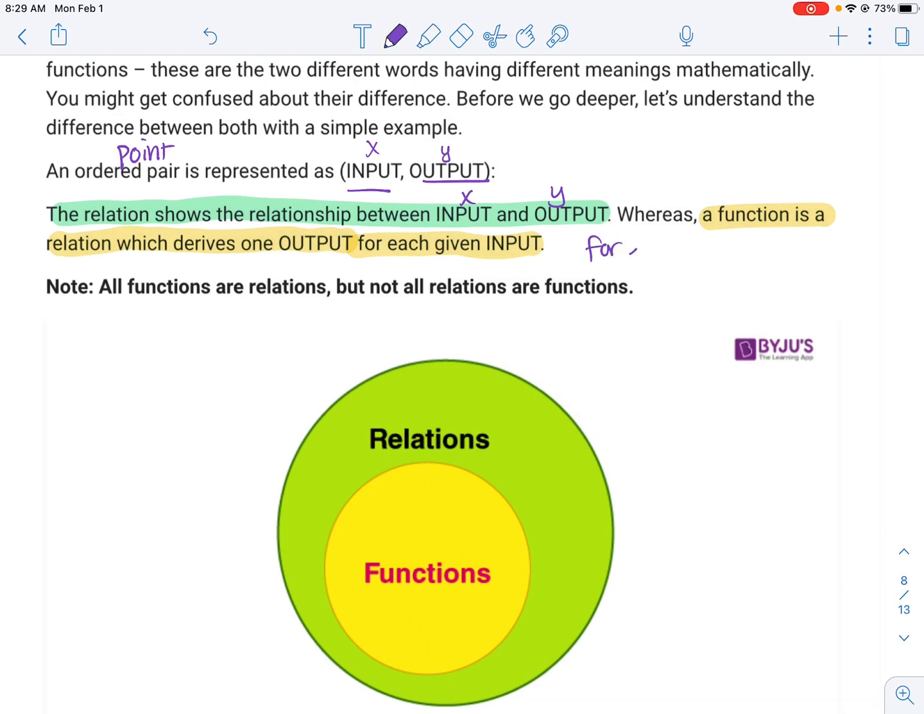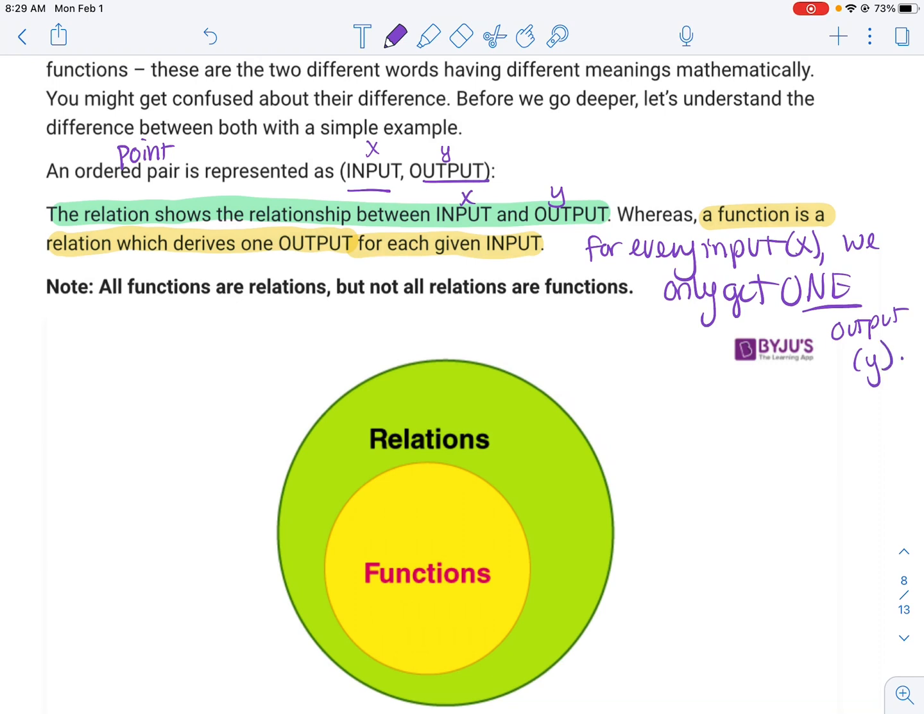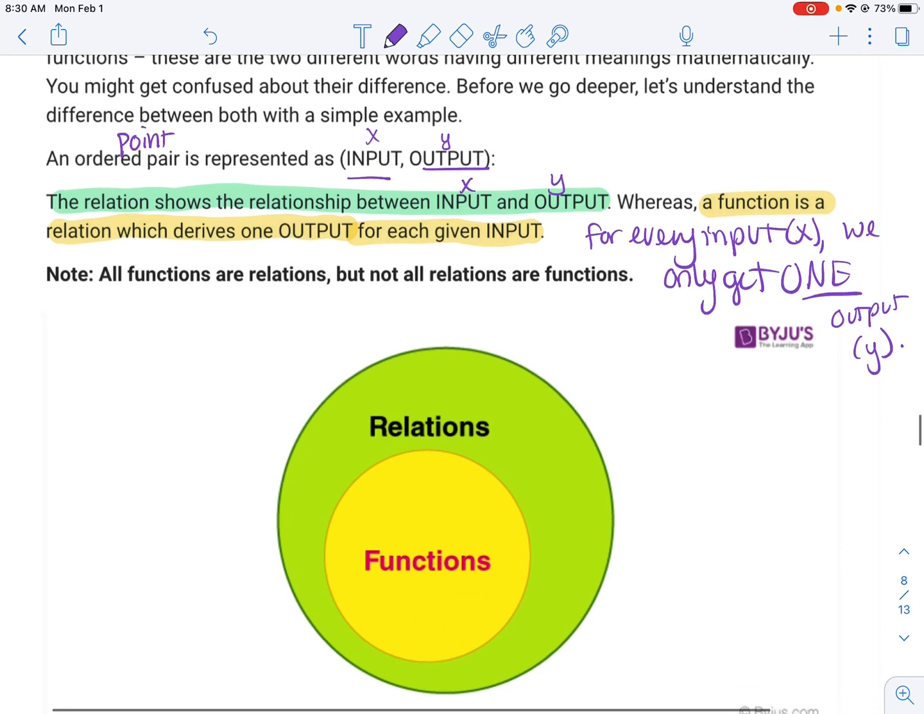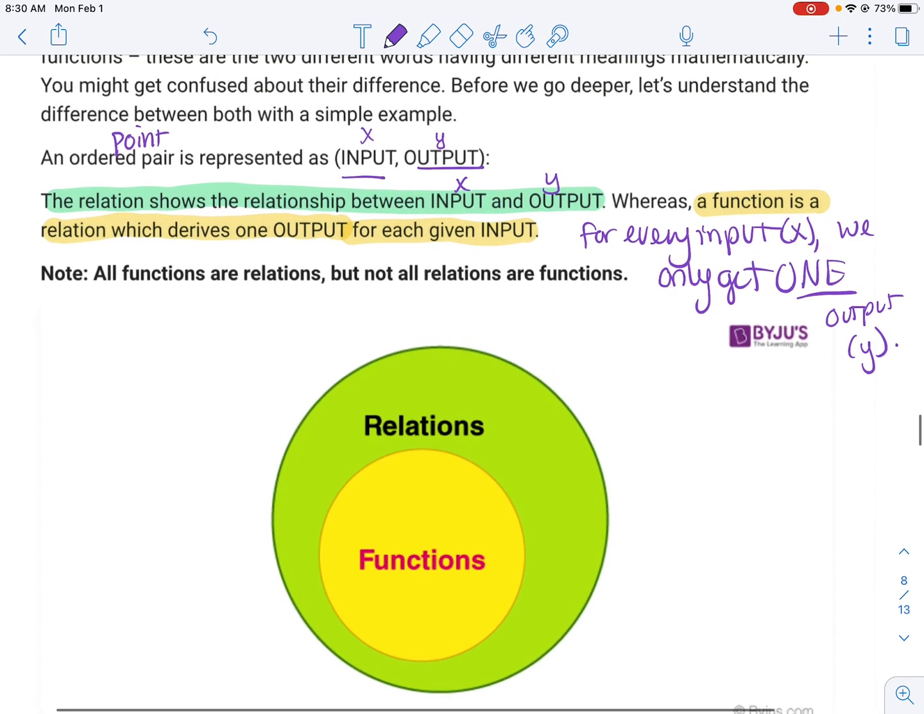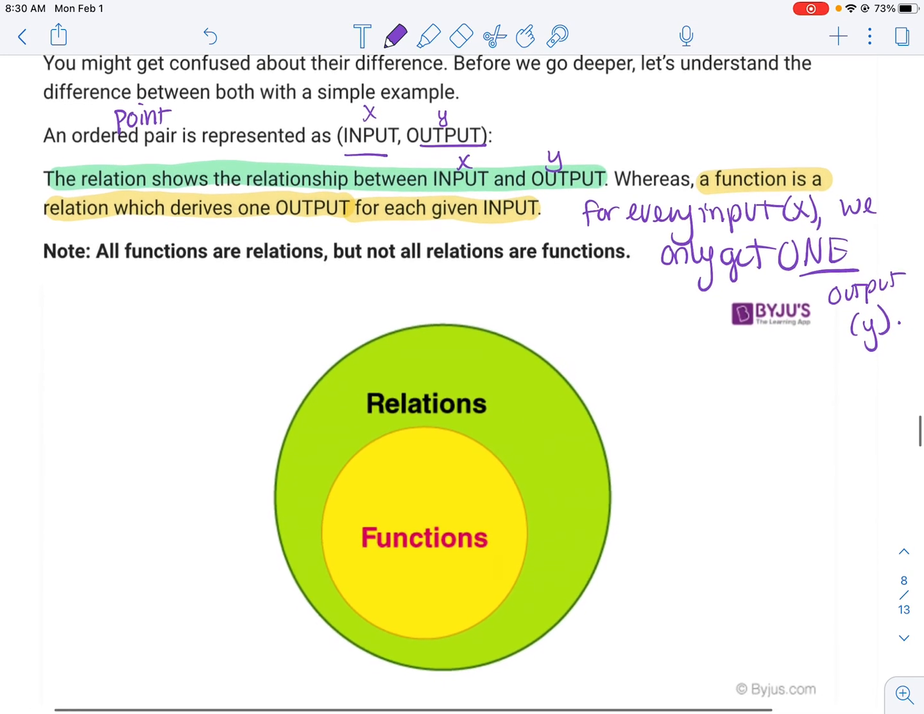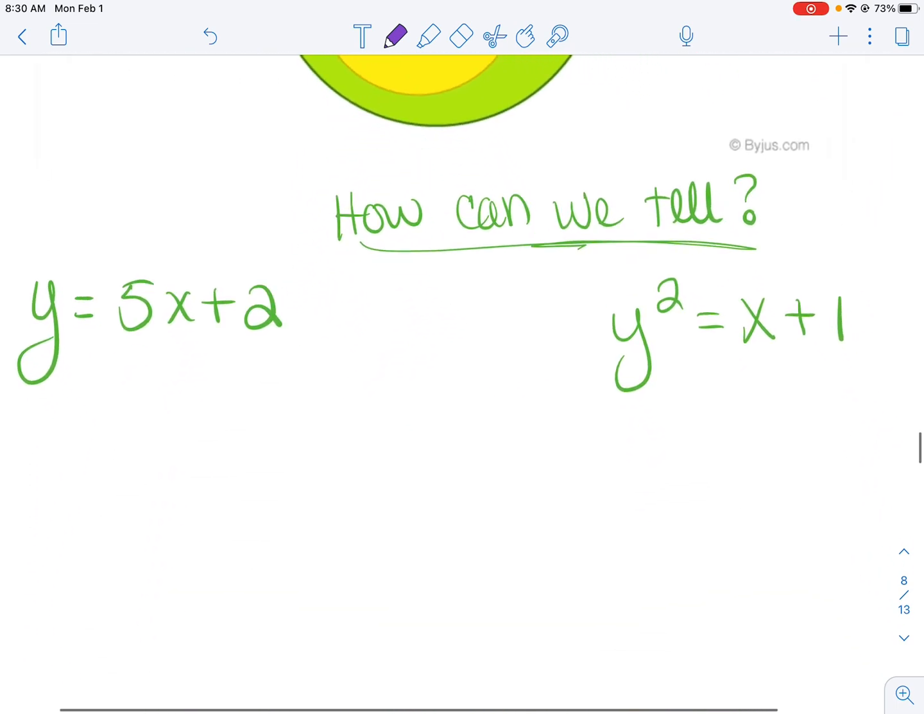So for every input, which is usually x, we only get one output, or y, all right? That's what makes a function more specific, and it's more helpful because we know if we put something in, there's only one possible answer we can get out, whereas when we just have a relation, it's any relationship between the x's and y's. So we might put in an input and get 3 or 4 or 5 different answers out, and that can be pretty confusing, right?